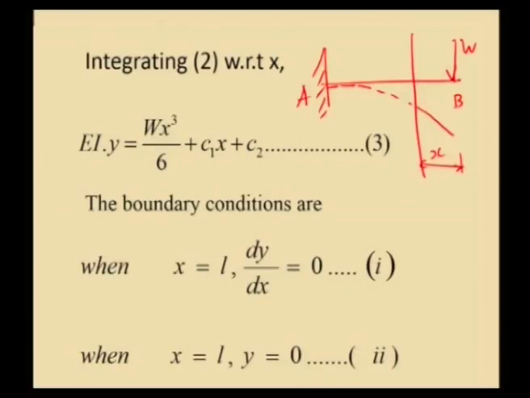So, the boundary conditions can be generated as: when x equal to L, slope is 0. Similarly, when x equal to L, deflection is also 0. That can be written as when x equal to L, dy by dx equal to 0, and when x equal to L, y equal to 0. This indicates that there is no slope and deflection at support A, which is fixed.